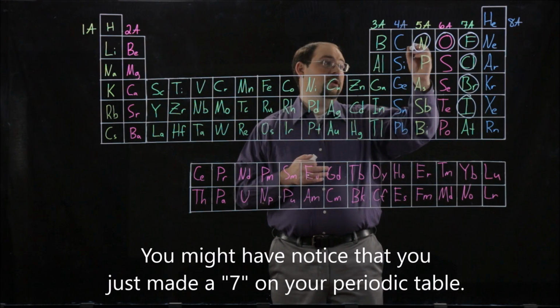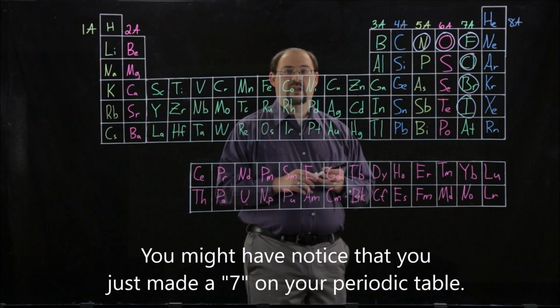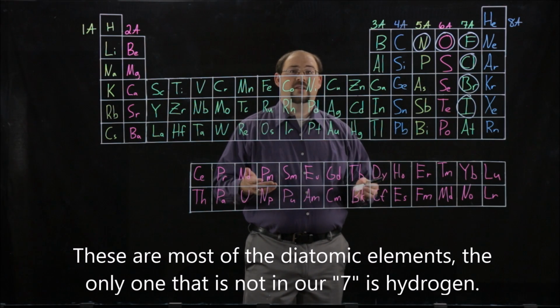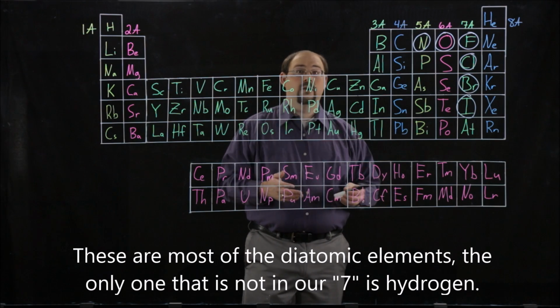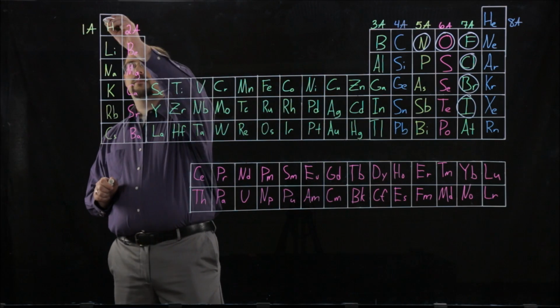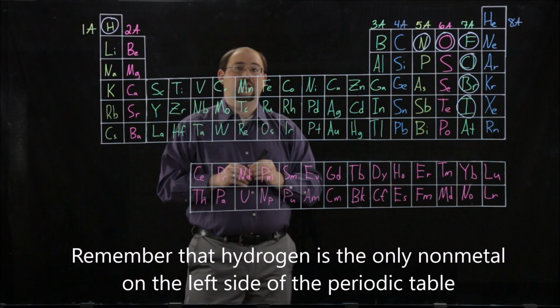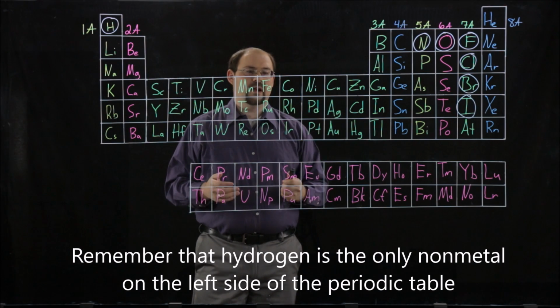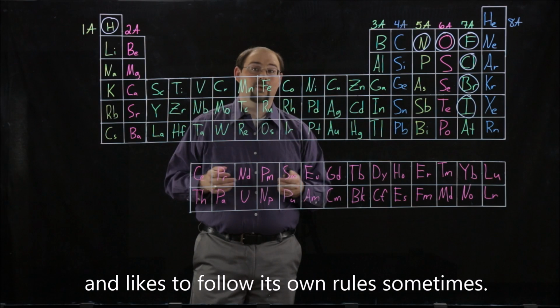You might notice that you just made a 7 on your periodic table. Well, these are most of the diatomic elements. The only one not in our 7 is hydrogen. Remember that hydrogen is the only nonmetal on the left side of the periodic table and likes to follow its own rules sometimes.